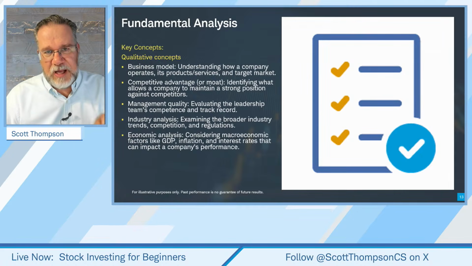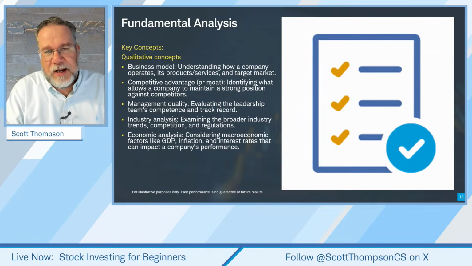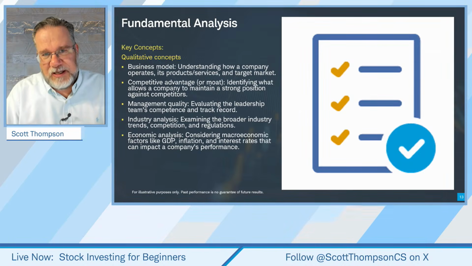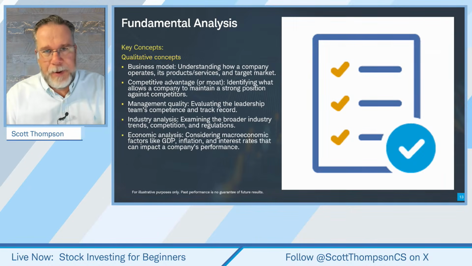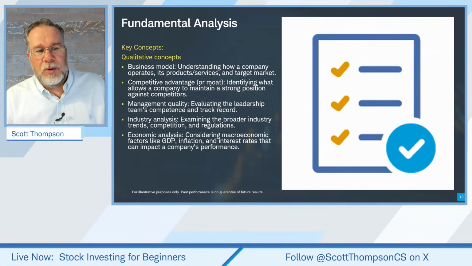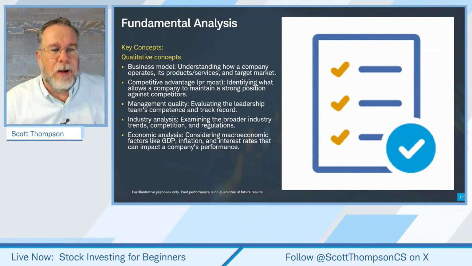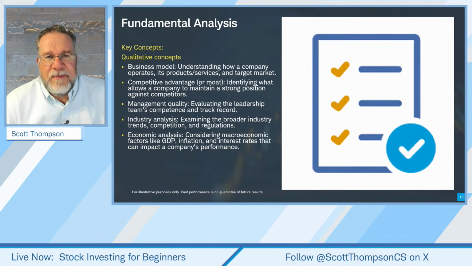So when you're looking at different companies, you also want to be aware of what's going on in their sector or their industry, because some industries, as an example, might have a higher debt to equity ratio as a normal component of that industry compared to another industry. So it's useful to compare industries and sectors as well. And then economic analysis, considering the macroeconomic factors like GDP, inflation, interest rates, and how those things might impact a company's performance. Again, some companies might be more sensitive to interest rate changes than others.